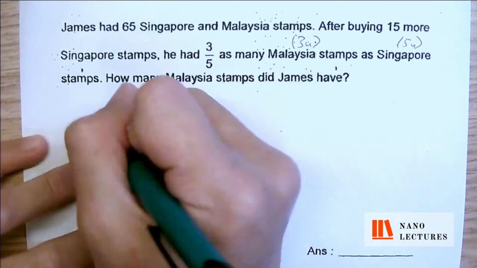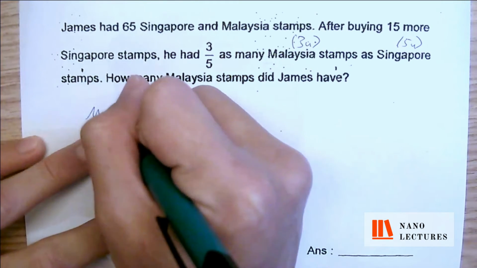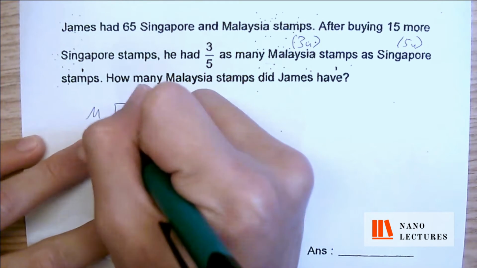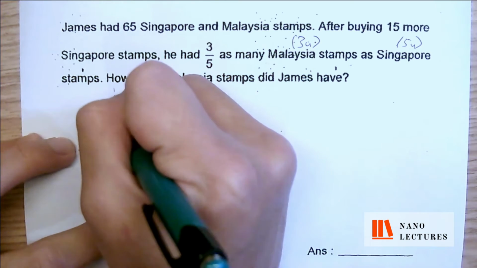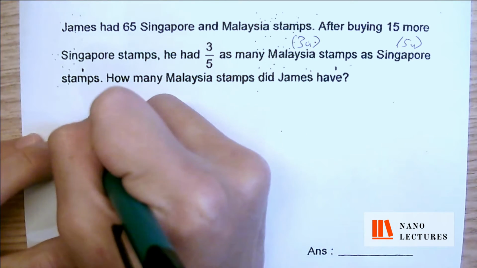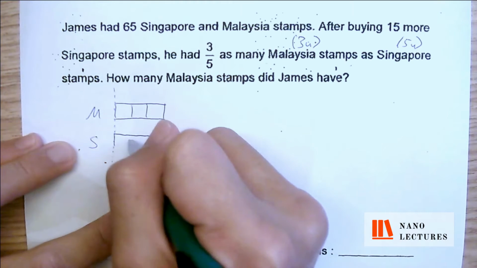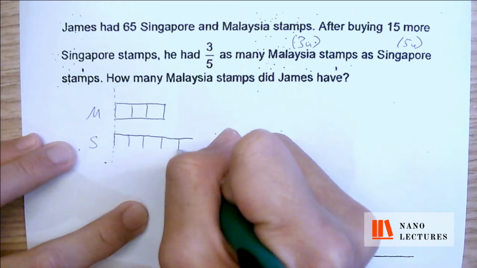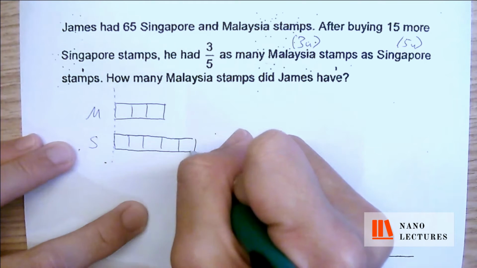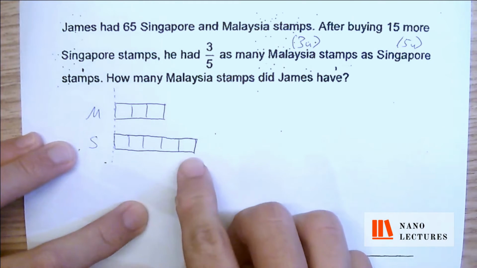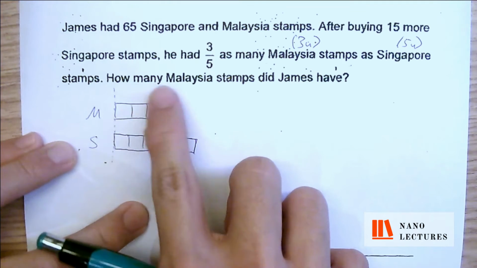Now, let's go draw the model. So, Malaysia stamps is 3 units, right? So, 1, 2, 3. Okay, remember the same starting line. If you're a parent watching this, learning how to draw a model, always remember starting line, very important. Singapore 5 units. 1, 2, 3, 4, 5. Ta-da, done.